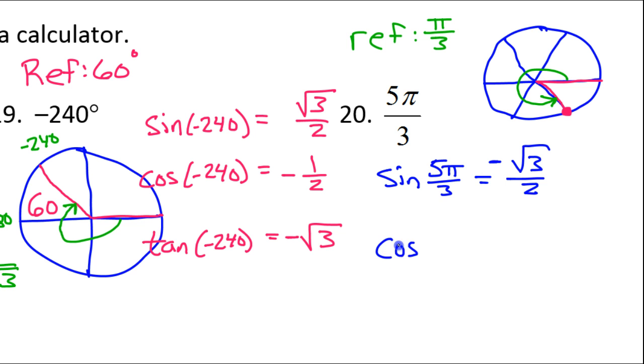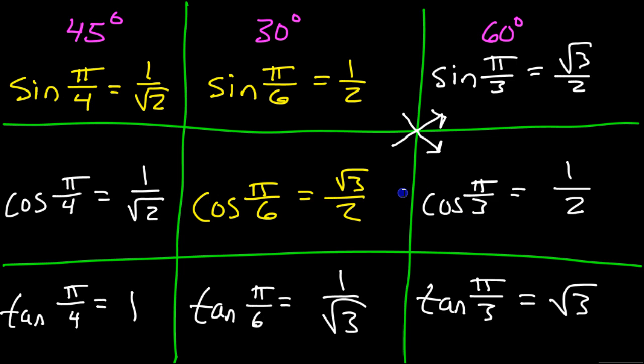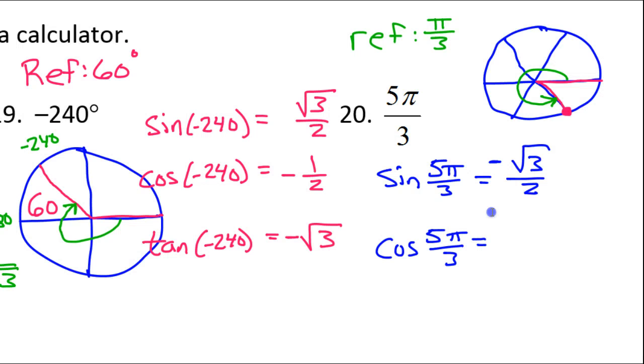What about the cosine of 5 pi over 3? Well, let's look at the cosine of pi over 3, which is 1/2. The only question is, do I need a negative on it? Well, in this quadrant, the cosine function is positive because it's to the right of the y-axis. So no, I do not.